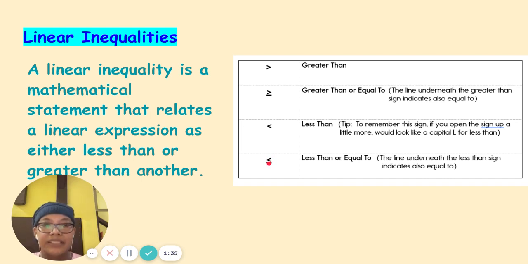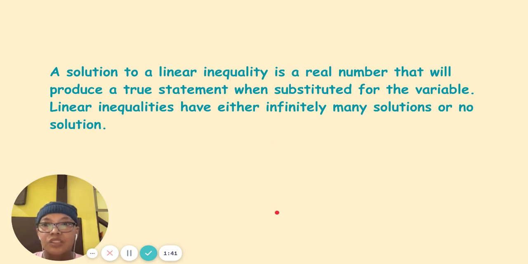Okay, we will be giving examples for that. Okay, so a solution to a linear inequality is a real number that will produce a true statement when substituted for the variable. So linear inequalities have either infinitely many solutions, or no solution at all.